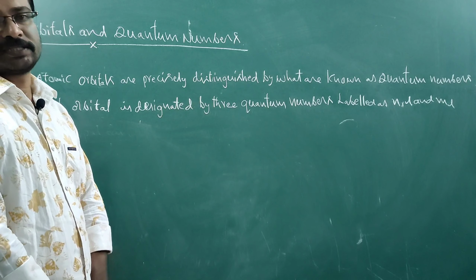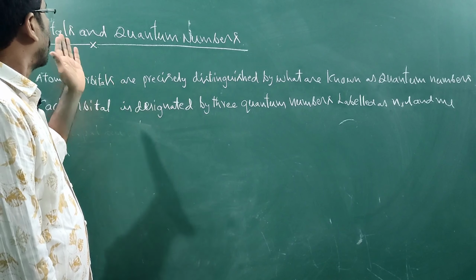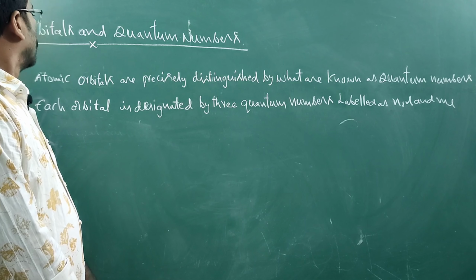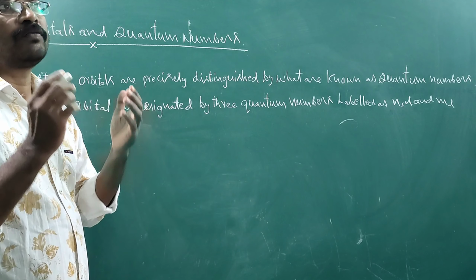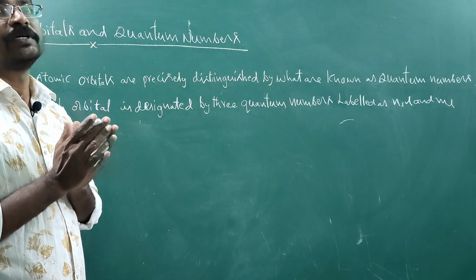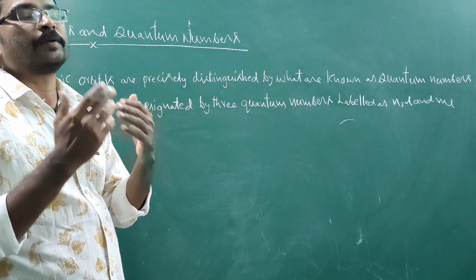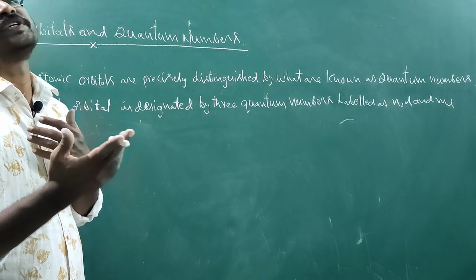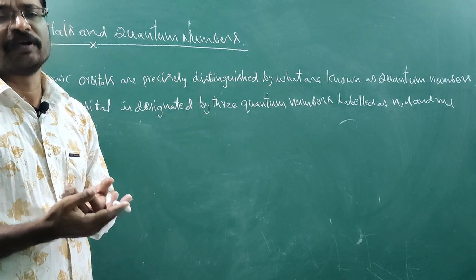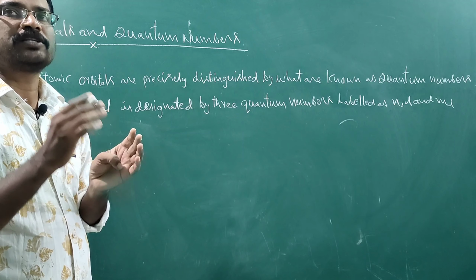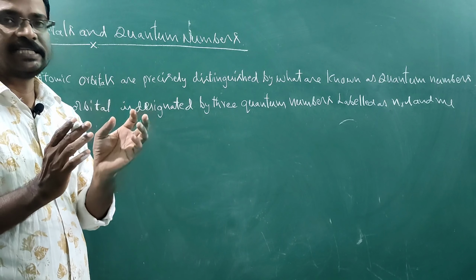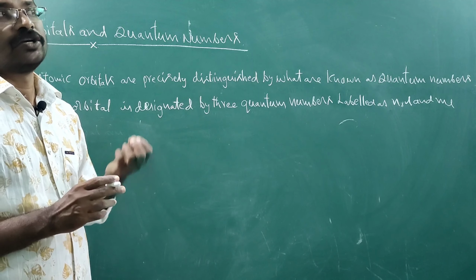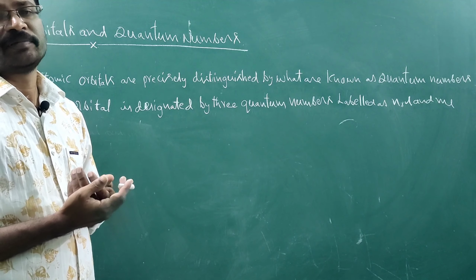Orbitals and quantum numbers. Next class, orbitals and quantum numbers. What does it mean? In a particular atom, a large number of atomic orbitals are present. These orbitals are distinguished from one another on the basis of size, shape, and orientation.